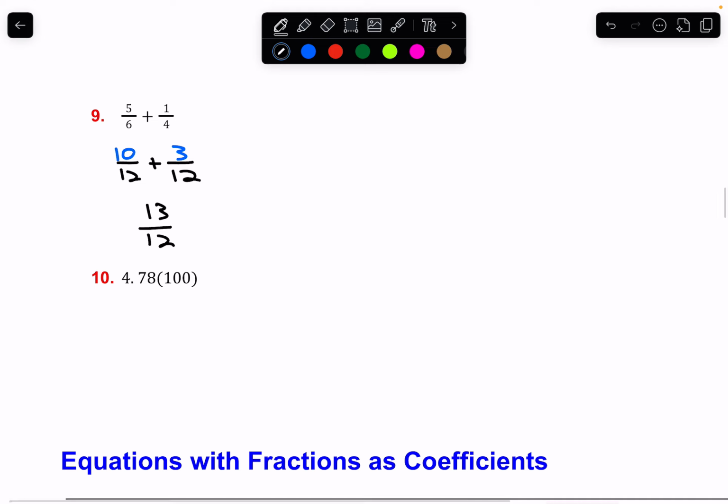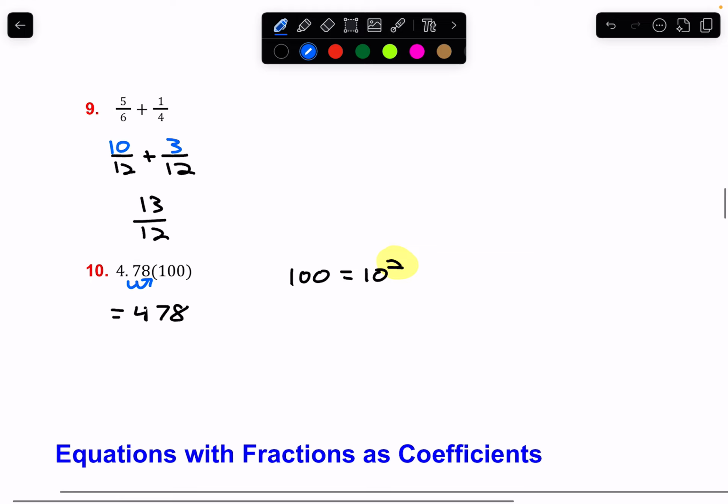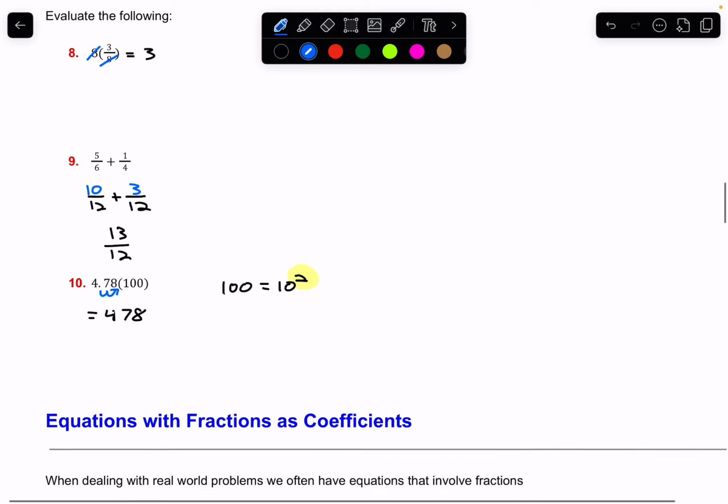Okay, now multiplying by a power of 10, when it's a 100, that is 10 to the power 2. So remember 100 equals 10 to the power 2, and it's this exponent here, this 2, that tells me I'm moving the decimal place twice to the right. So 4.78 times 100 is just equal to 478, where all I do is move that decimal place twice to the side, in this case to the right. So you can either look at the number of zeros on the 100 or the fact that it's 10 to the power 2, and that 2 is what tells us 2 decimal spots to the right.